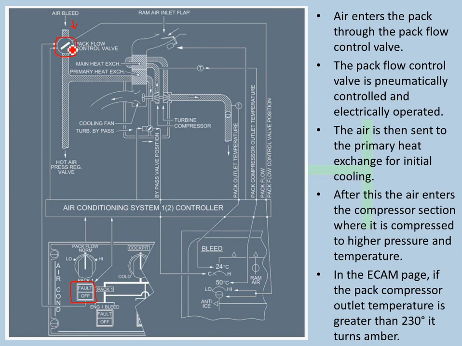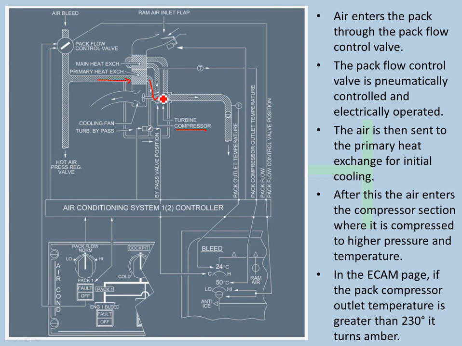Alright, so next the air is sent to the primary heat exchanger here. It goes all the way like this, where the initial cooling of the air happens. Okay, after this the air enters the compressor here. This one is the compressor, as you can see, where it is compressed to a higher pressure and temperature. This is where a part of the pressurization happens.